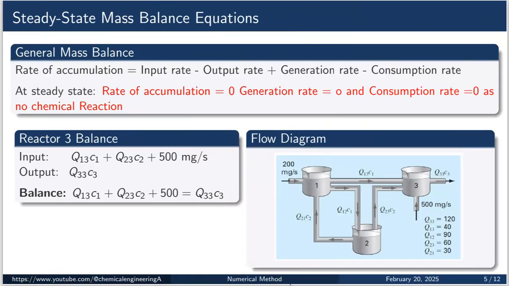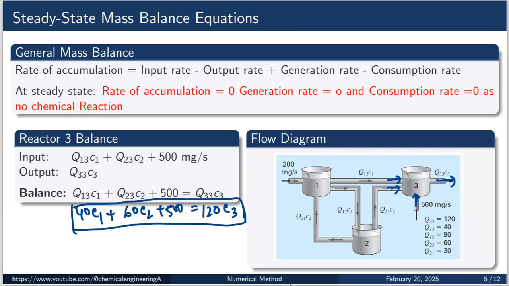Now if I do the reactor 3 balance, there are three inputs: Q13 into C1 plus Q23 into C2 plus 500 mg per second, and that is equal to the output Q33 into C3. So 40 C1 plus 60 C2 plus 500 is equal to Q33, which is 120, into C3. So now we have 3 equations and 3 unknowns. From that we can easily solve for C1, C2 and C3.